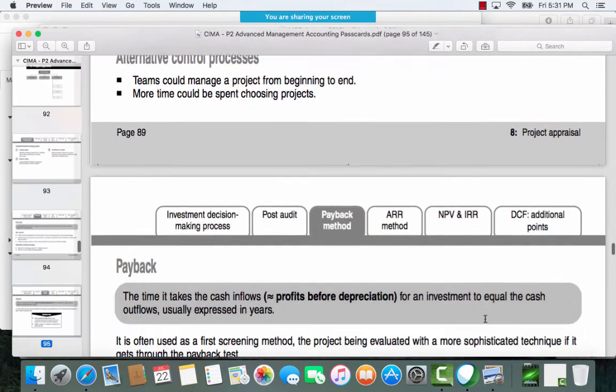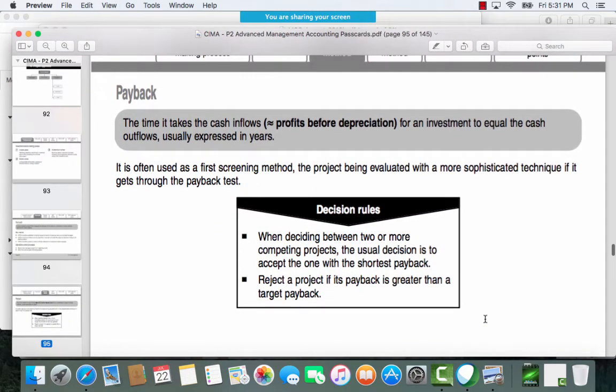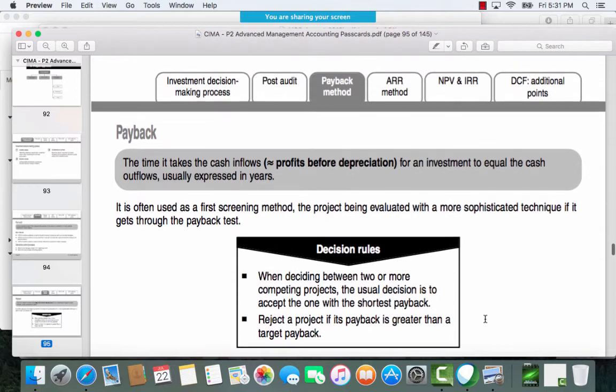Now, you might be given payback period. At this point, they're not asking you to calculate the payback period. They will be giving you the figures for it, and asking you, what do you think? What are the advantages? What are the disadvantages? Anybody who can come up and give me some advantages, disadvantages of payback period, payback method.